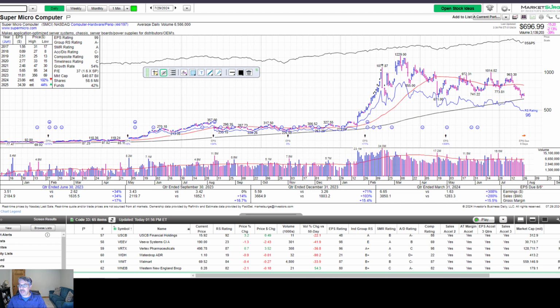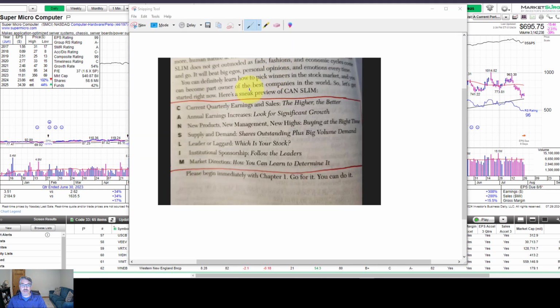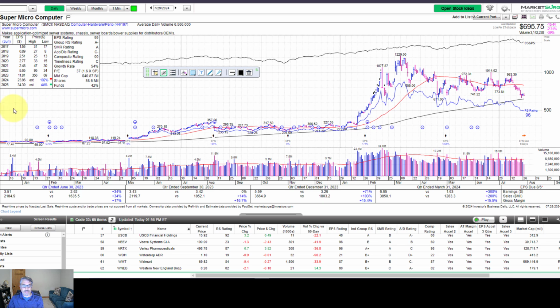And then the other one was annual. So let's see. Annual earnings increases. Look for significant growth. Mark Minervini says to look for a breakout year.